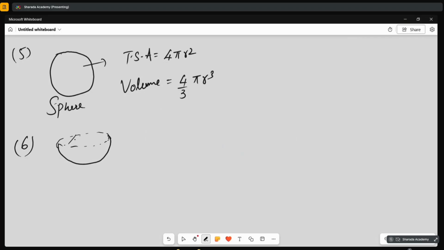So in the hemisphere, how does the hemisphere look like? When you cut a football exactly into two parts, one part will be the hemisphere.